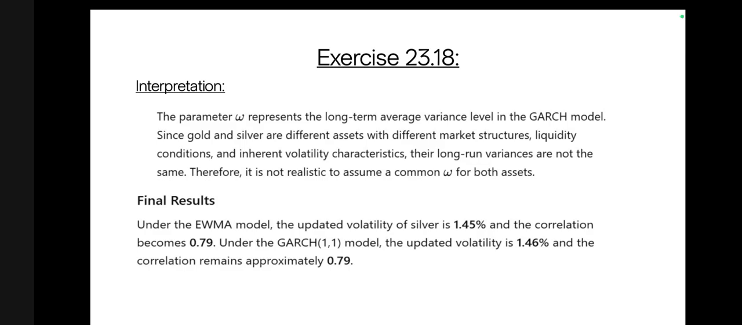And in the final results, under the EWMA model, the updated volatility of silver is 1.45% and the correlation becomes 0.79. Under the GARCH 1,1 model, the updated volatility is 1.46% and the correlation remains approximately 0.79.